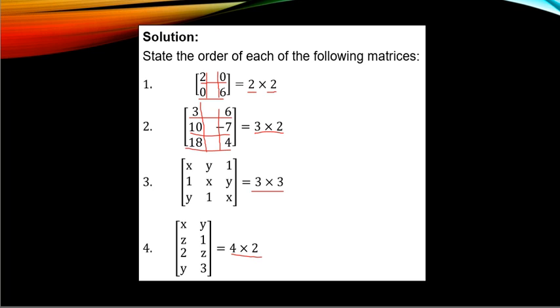It has 4 rows, S, Y, Z, 1, 2, Z, Y, 3, and 2 columns, S, Z, 2, Y, and you have Y, 1, Z, 3. Okay, so 4 by 2 matrix.